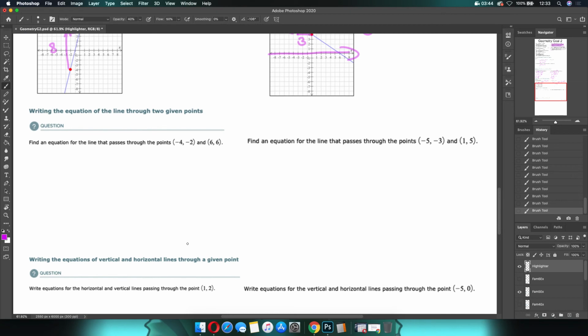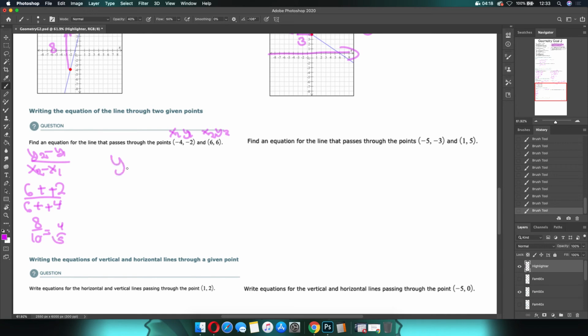No slope, no y-intercept whatsoever. So first things first, from the prior video, find slope: y2 minus y1 over x2 minus x1. All right, so let's do some labeling: x1, y1, x2, y2. So 6 minus negative 2 over 6 minus negative 4. Double negative, double negative. So 8 over 10, which is 4/5.